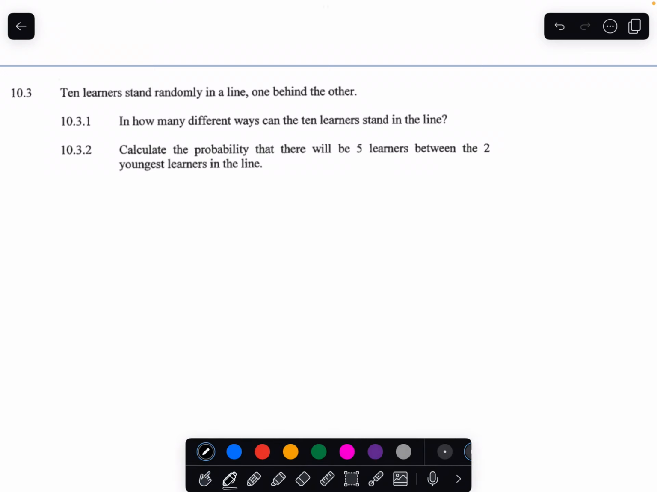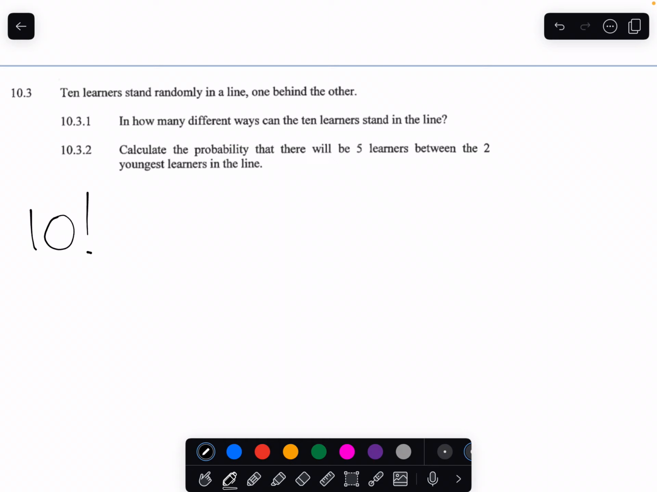Okay, so there's 10 slots. In the first position, we'll have 10 options, 10 kids to choose from. In the second slot, we'll have 9 options because one will already be standing in the first position. Then the next slot, we'll have 8 kids to pick from, etc. So all in all, we have 10 factorial arrangements, right? And this is a situation where the order does matter.